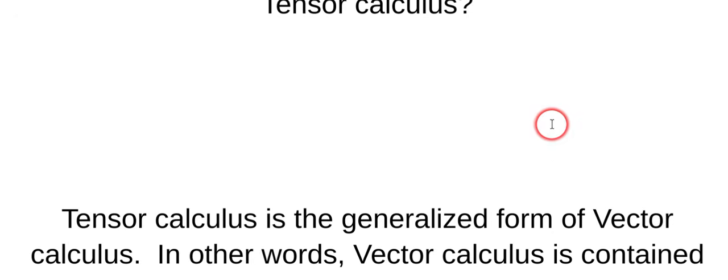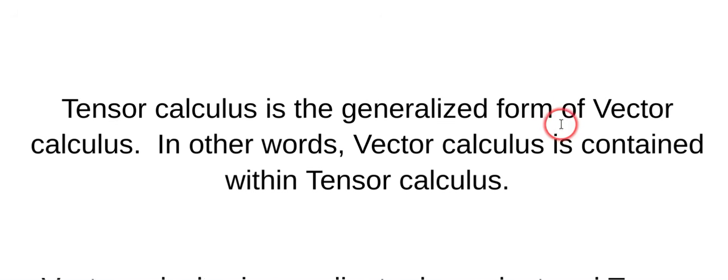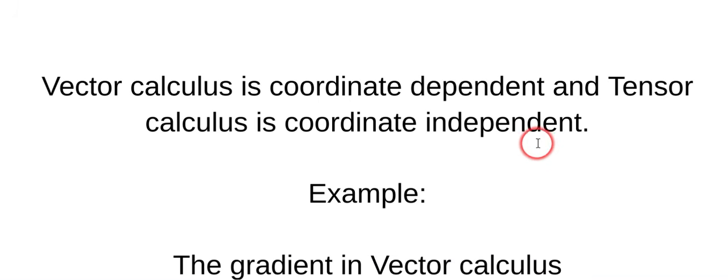Okay. Tensor calculus is the form of vector calculus. In other words, vector calculus is contained within tensor calculus. Now that's kind of the wordy, easy answer, right? Here's the one that really counts. Vector calculus is coordinate dependent, and tensor calculus is coordinate independent. Now, what do I mean by that? Okay, let's look at an example.